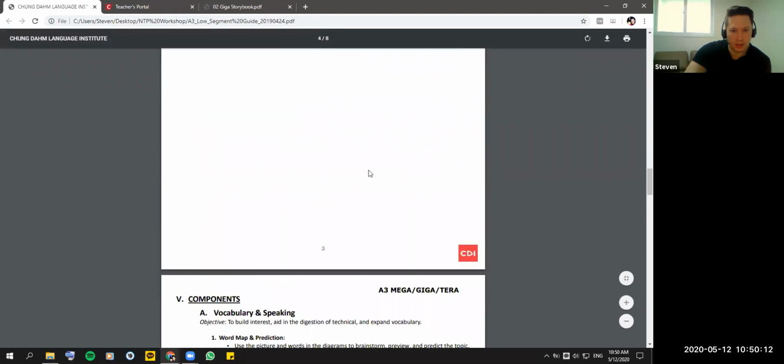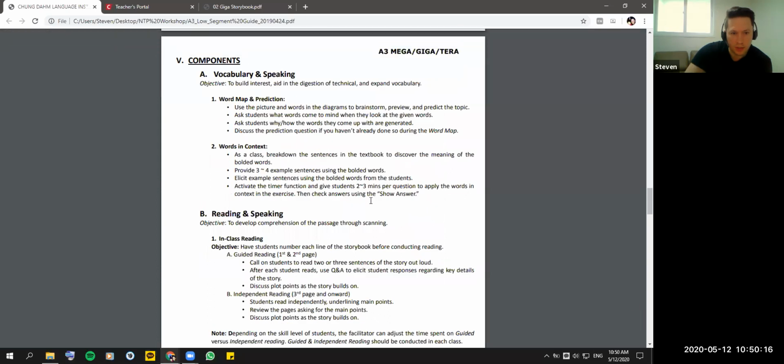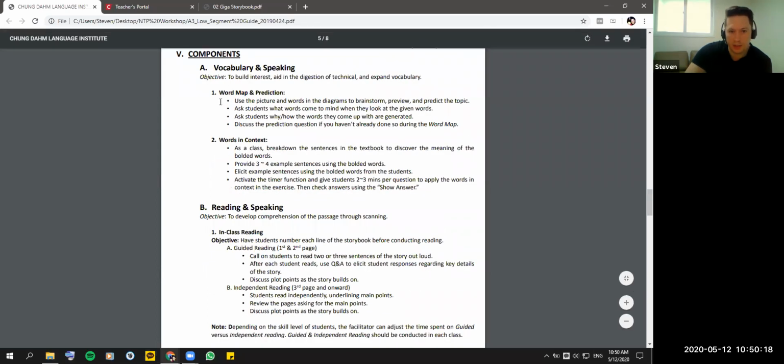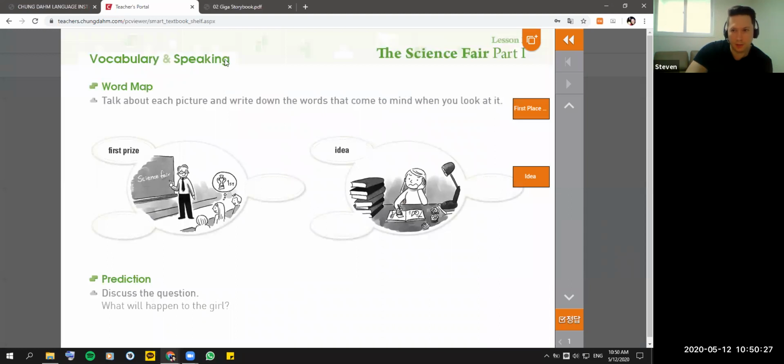So just to move on to the next little section here. These are the components, vocabulary and speaking. This is the word map prediction. This is the one that shouldn't take very long. You have the pictures. So let me just go ahead. I'm going to do this bit by bit. This is vocabulary and speaking here. Okay. You can see when I said that this shouldn't take 10 minutes, I don't really think that it should.